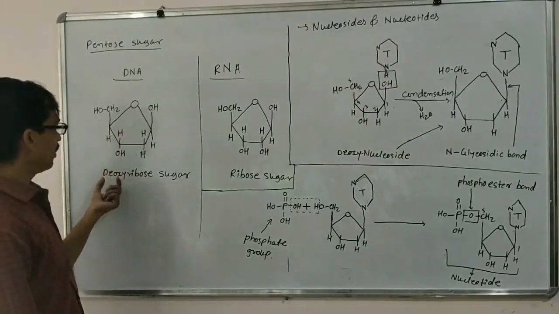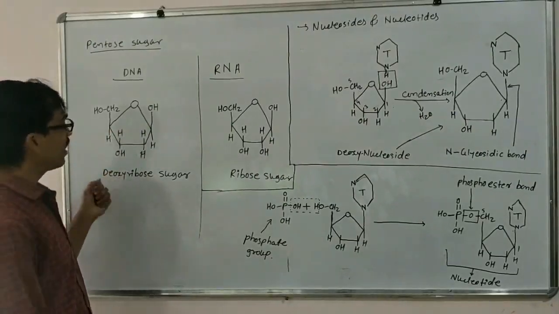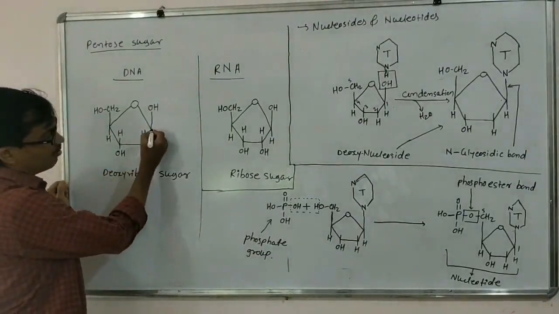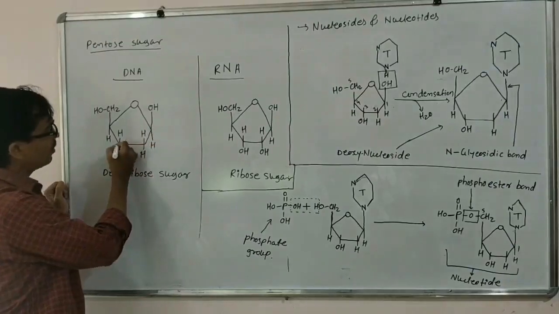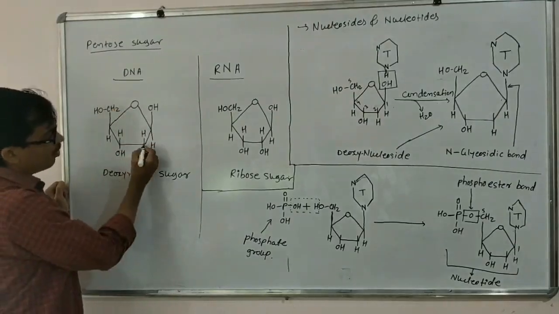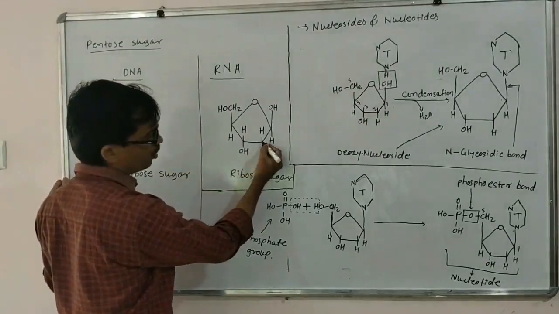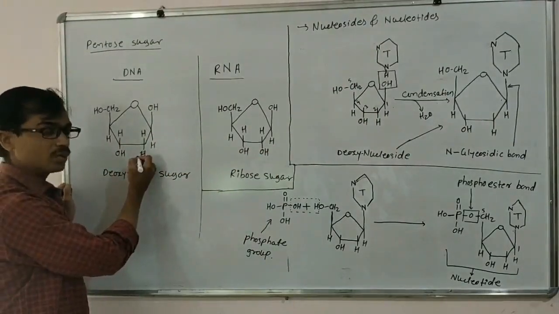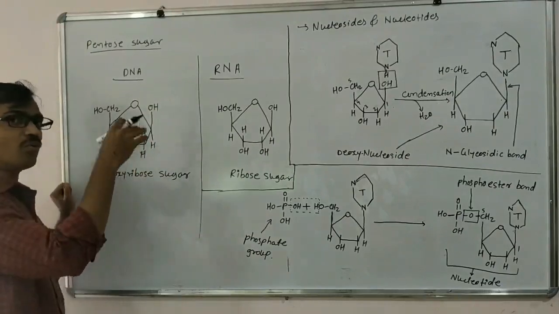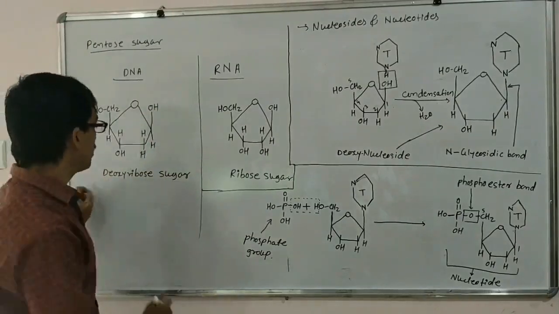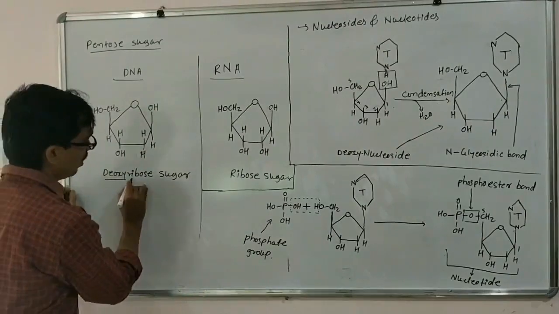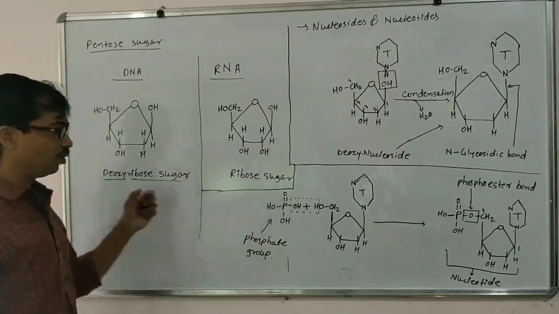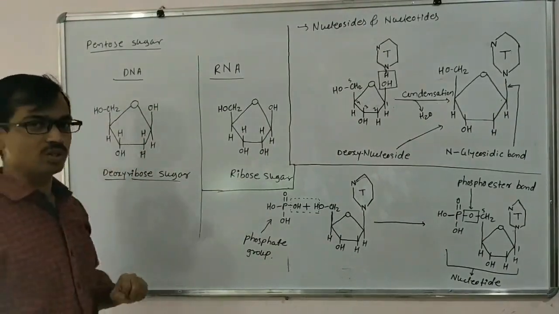The reason for the name deoxyribose is that from the second carbon, this is the first carbon of the sugar, this is second carbon, third, fourth, and fifth. So from the second carbon of the ribose sugar, one oxygen is missing in the deoxyribose sugar. So one oxygen has been removed from here, that is why it is called deoxyribose sugar. So this is a ribose sugar, with just one oxygen less.